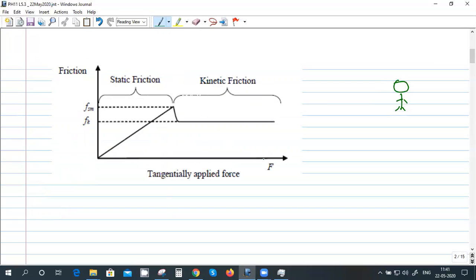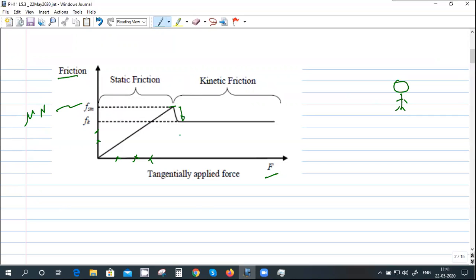So this x-axis is the applied force, and y-axis is friction. The value of friction is not constant. As you keep increasing the applied force, the value of the friction force will keep on increasing up to a limit. After that, you will start moving, and this maximum value is mu into N. Once it starts moving, there is a drop in the friction force, and it will stay constant. So this is kinetic friction, and this value is static friction.